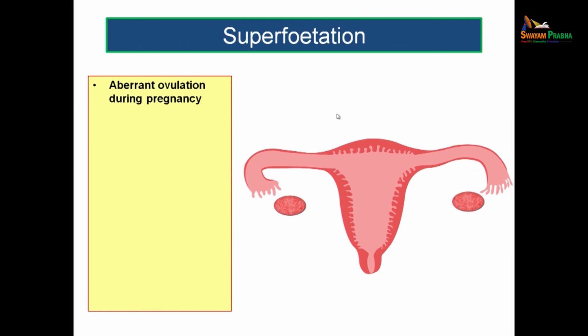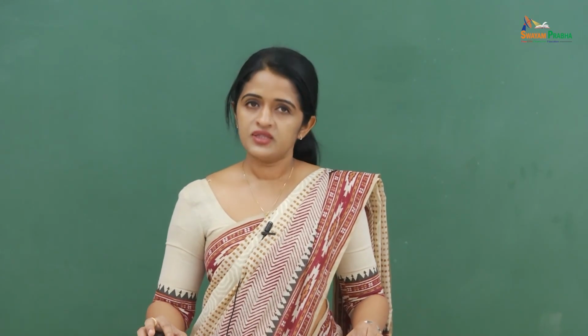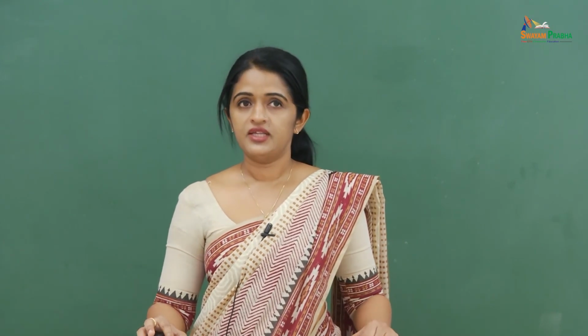Another interesting topic is known as superfetation. What do you mean by superfetation? Normally what happens is, if a lady conceives, in the subsequent months she won't be having any ovulation. That means the ovulatory cycle won't be functioning. Suppose in the second month after she has conceived, there is ovulation, what will happen? Sometimes the sperm will be fertilizing that ovum. So, the oocytes will be fertilized at the subsequent period.